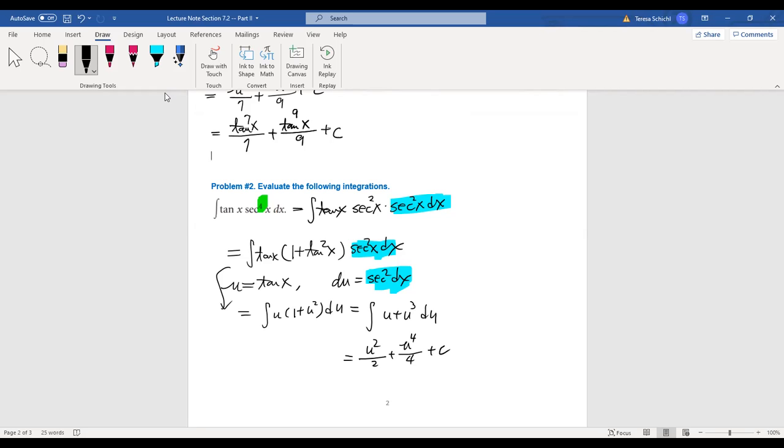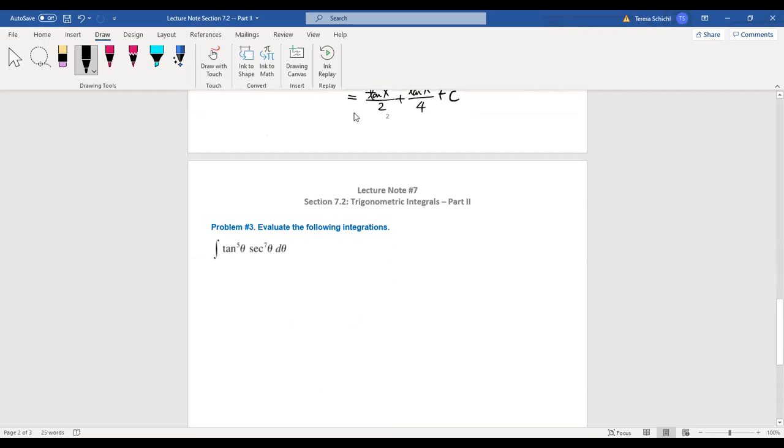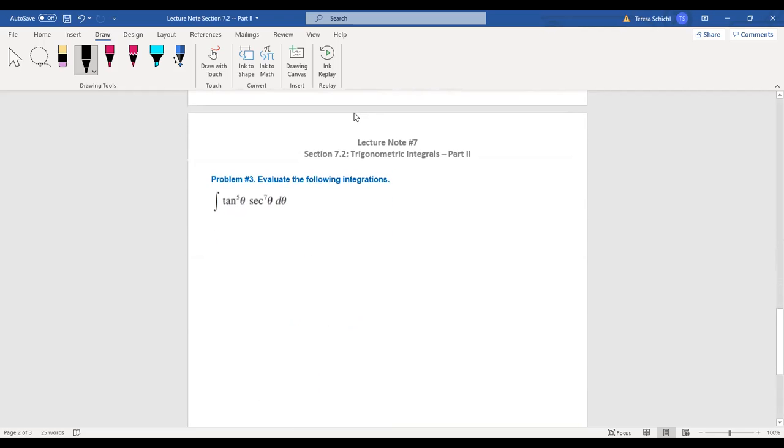All right, last thing, what do we do? Substitute back tangent. So this is tangent square x over 2 plus tangent fourth x over 4, plus c. All right. Okay, now let's take a look at our last problem. Oh boy, this one, I have odd numbers here.